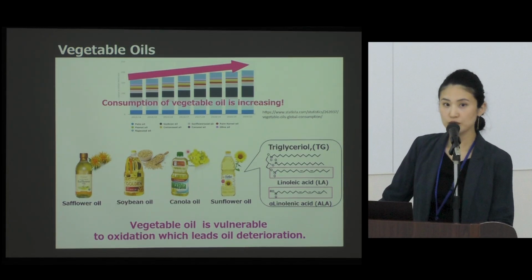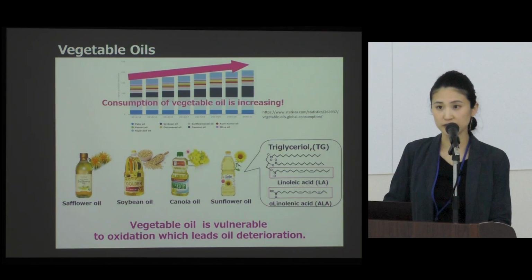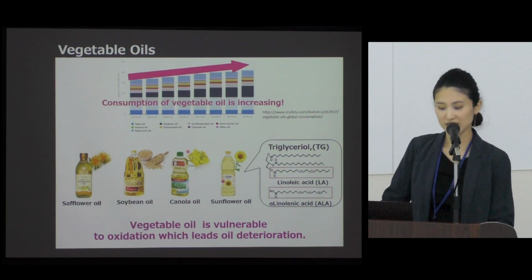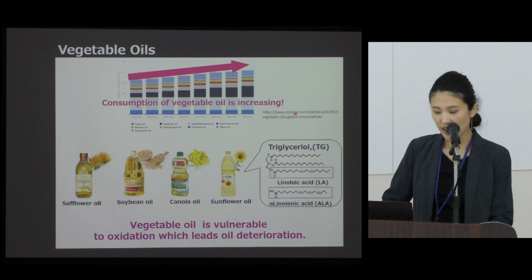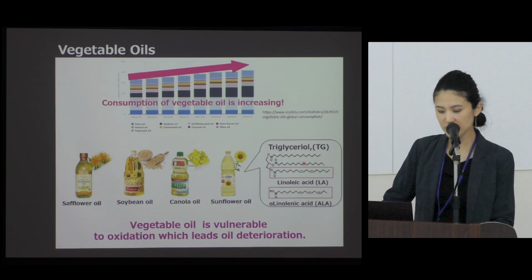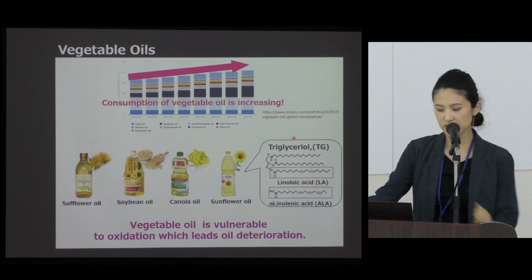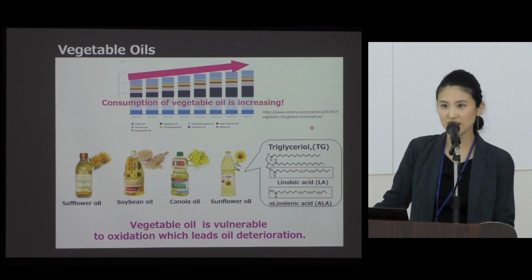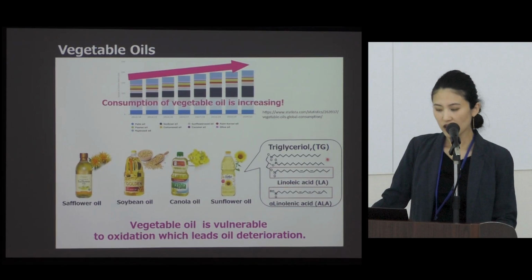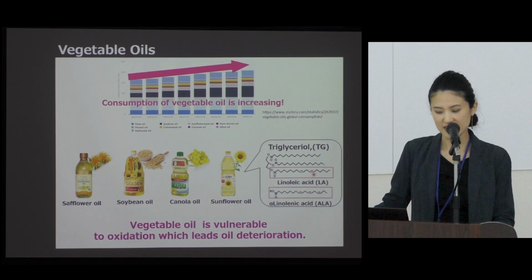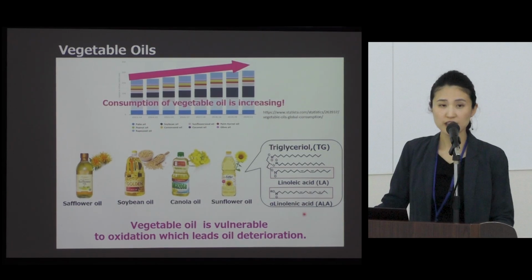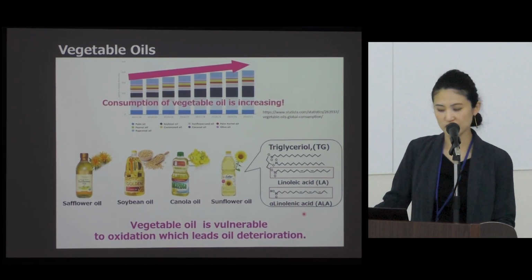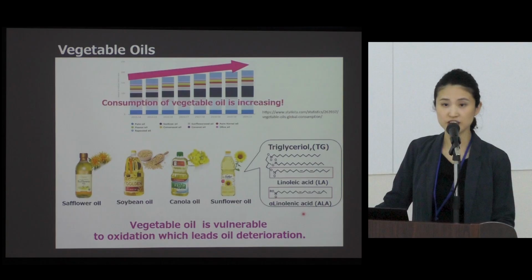I think, as you know, the consumption of vegetable oil is globally increasing these days. And since triacylglycerol, TG, the main component of vegetable oil, usually possesses polyunsaturated fatty acids such as linoleic acid, LA, and alpha-linolenic acid, ALA, it is vulnerable to oxidation, which causes oil deterioration.